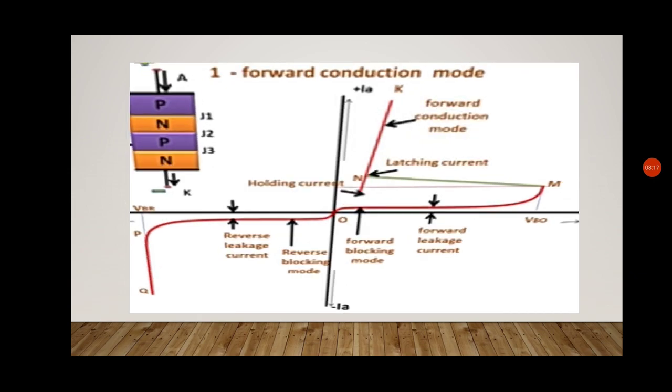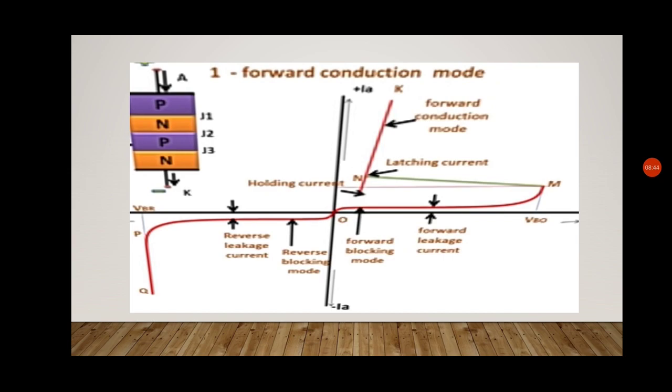Now in the forward conduction mode, two things are to be kept in mind, that is the latching current and the holding current. These two terms are very important in consideration with our SCR. What is this latching current? Latching current is usually denoted by I_L, and holding current is usually denoted by I_H.